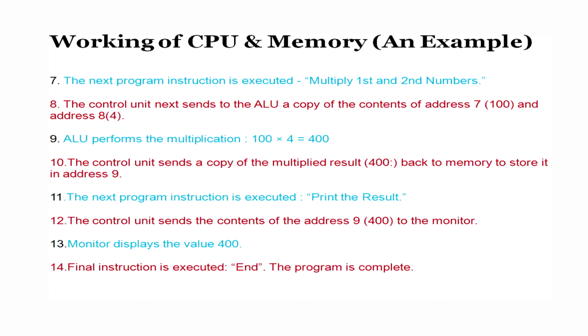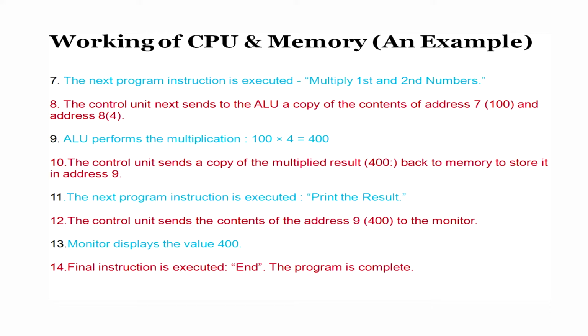After completing that instruction, the next instruction tells the user to enter the second number because we have to add these numbers. So, 2 numbers are required. The user types the second number and again a signal is sent to the CPU. The control unit again routes that particular signal to a memory address, say suppose 8. Once both the numbers are received, we need to multiply them. So the control unit sends to the ALU a copy of the contents of address 7, which was having 100, and address 8, which was having 4. That is, the first number was 100, second number was 4.